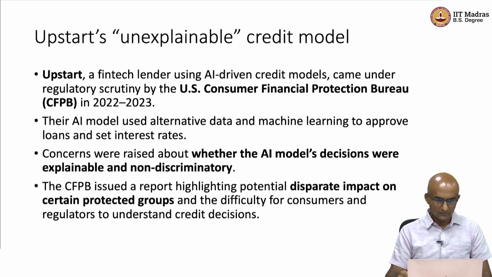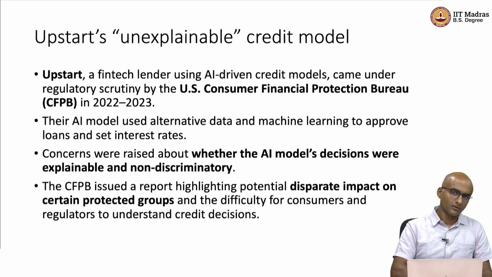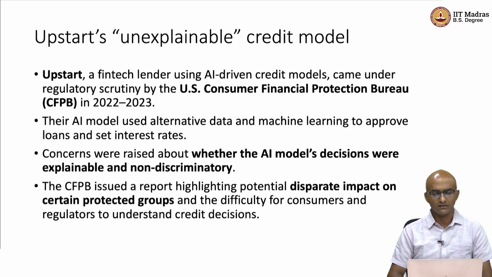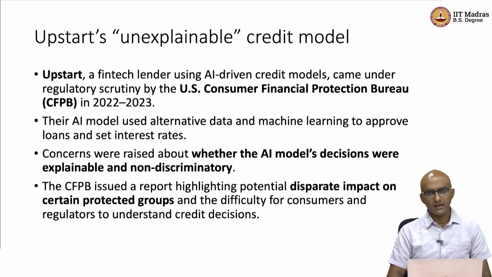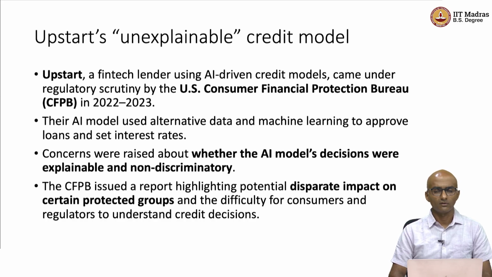And as a result, some of their decisions became things that were subjected to regulatory scrutiny by the US Consumer Financial Protection Bureau in 2022 and 23. Specifically, their AI model used alternate data sets, and machine learning obviously was there to set loan interest rates and then make the final outcome on whether the loan is approved or not. So the concerns were raised on these AI models' decisions, especially because these models were not able to prove and explain why they've taken certain decisions, especially from a perspective of whether they were systematizing or institutionalizing discriminatory practices. So that was a significant area of concern.